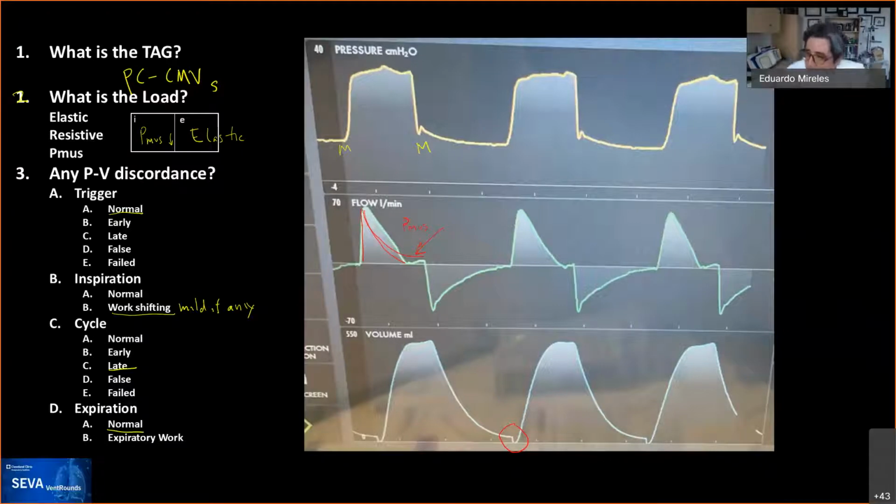There's a question: will late cycle or inspiratory pause help oxygenation or ventilation more? Yes, Udi, that's exactly the point.